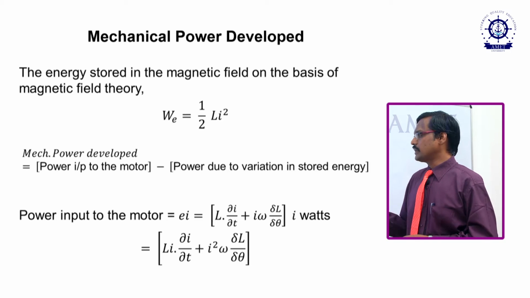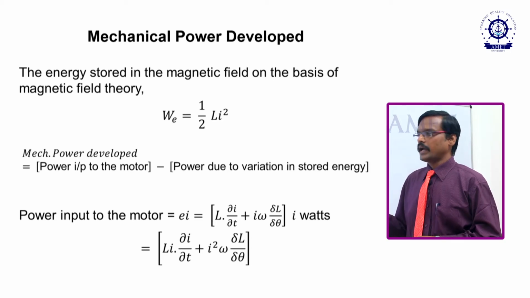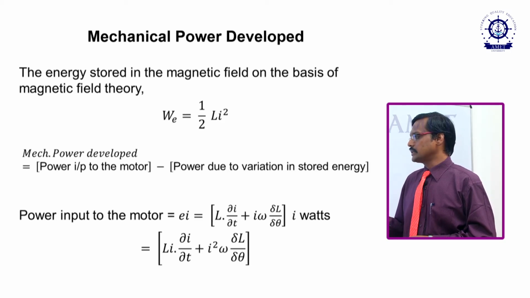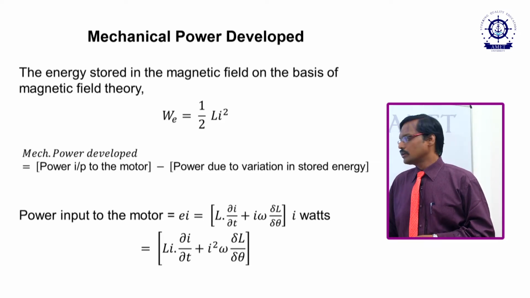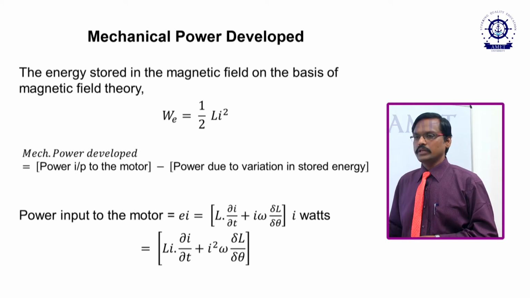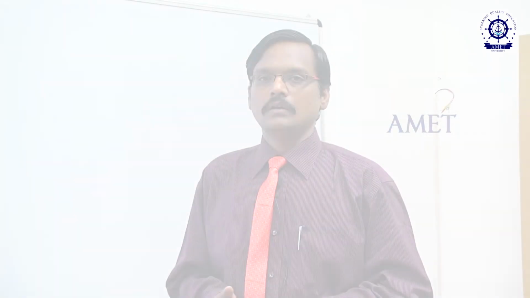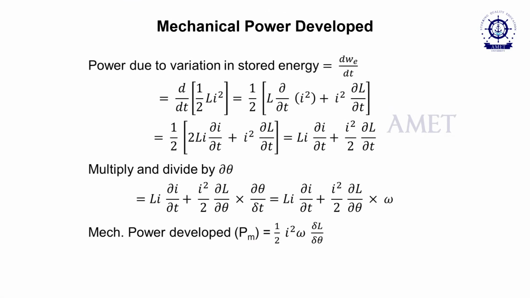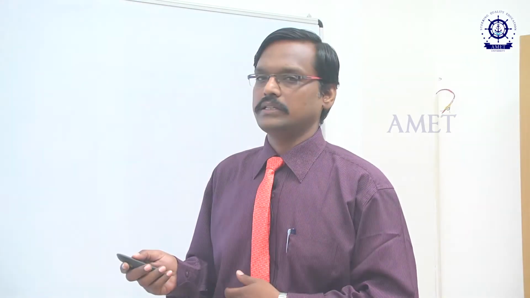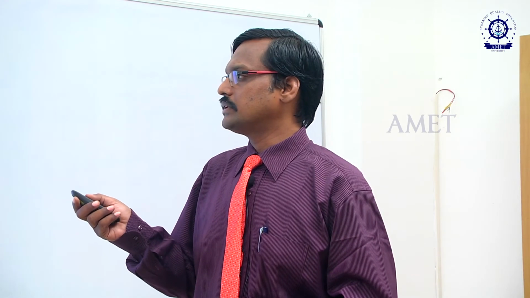So, by multiplying this E with I, we arrive at the equation Li ∂i/∂t + i² ω ∂L/∂θ. Then the power due to the variation in the stored energy is equal to dWe/dt, which is nothing but the change in stored energy. So, it is derived from this equation.